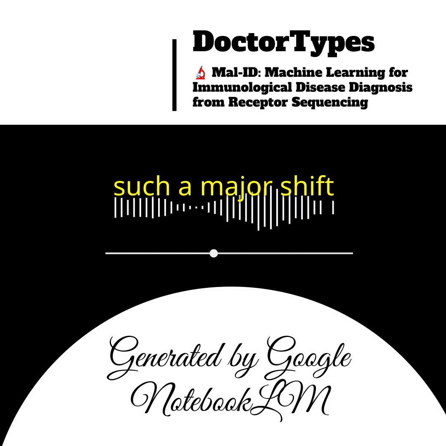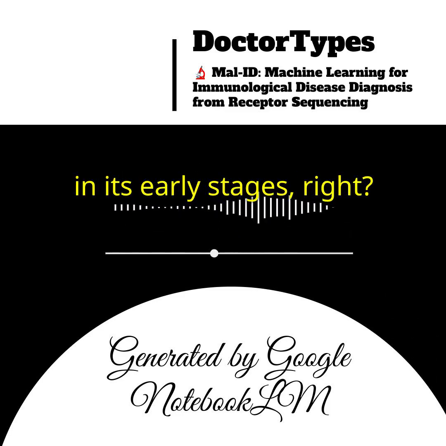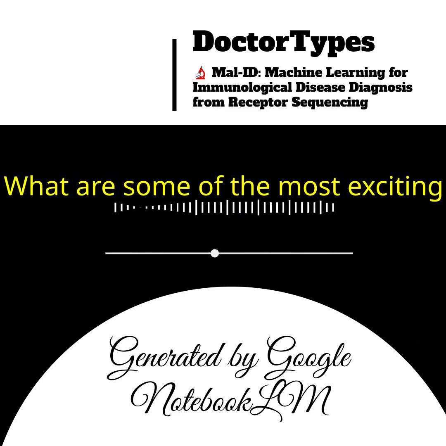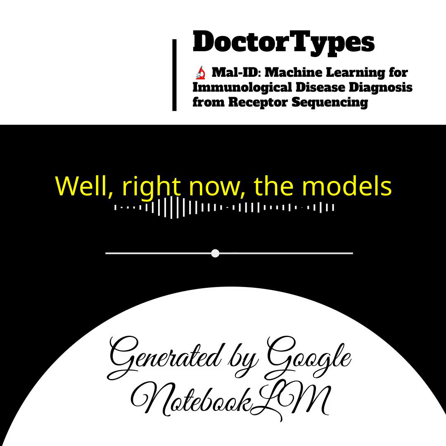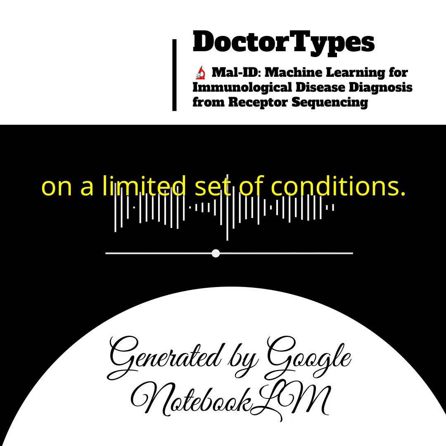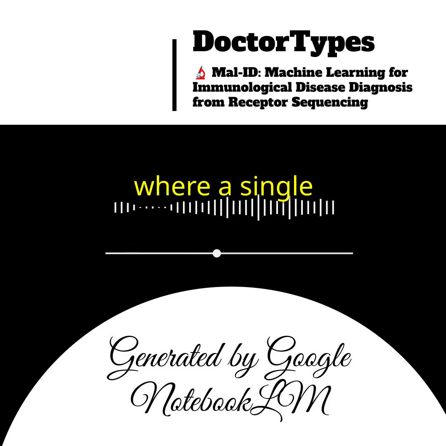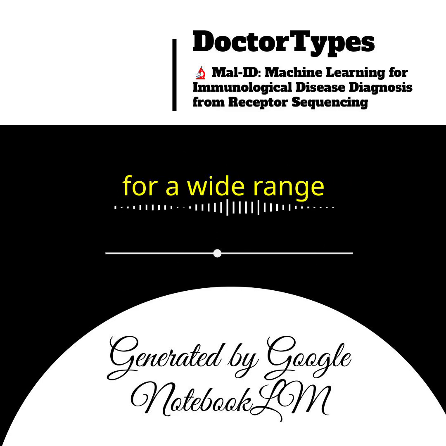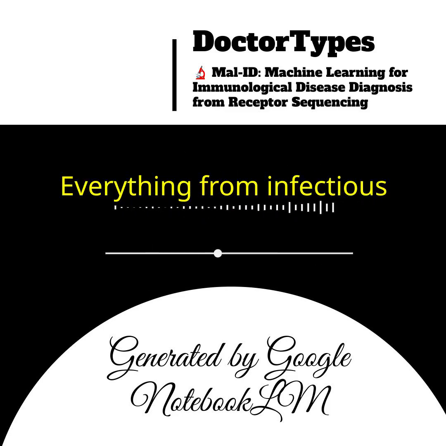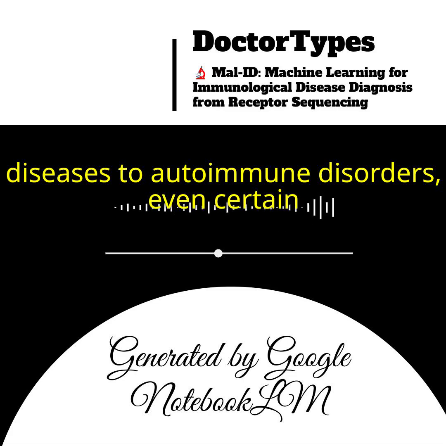I'm still processing all of this information about MAL-ID. It's a lot. It's amazing to think we might be on the verge of such a major shift in healthcare. But it's still in its early stages, right? It is. What are some of the most exciting directions for future research? Well, right now, the models are trained on a limited set of conditions. Expanding that range is a huge priority.